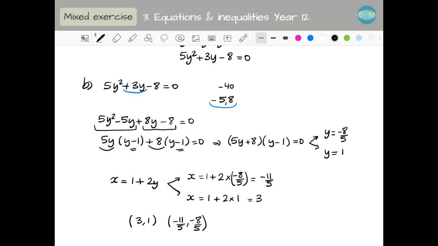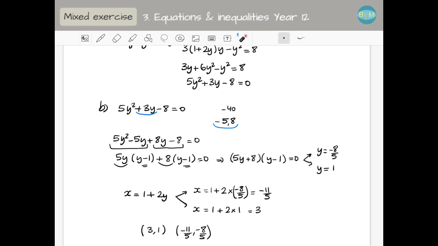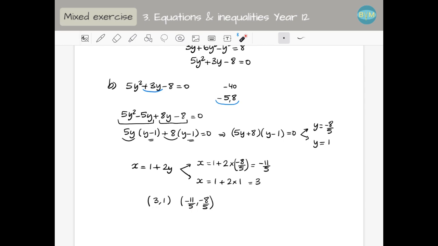So the pairs are going to be 3 together with 1, and minus 11 fifths together with minus 8 fifths. Yeah, they asked me to get the pairs this way, so I'm going to answer that way. So these are the two pairs. Yeah, and that's all with this question.